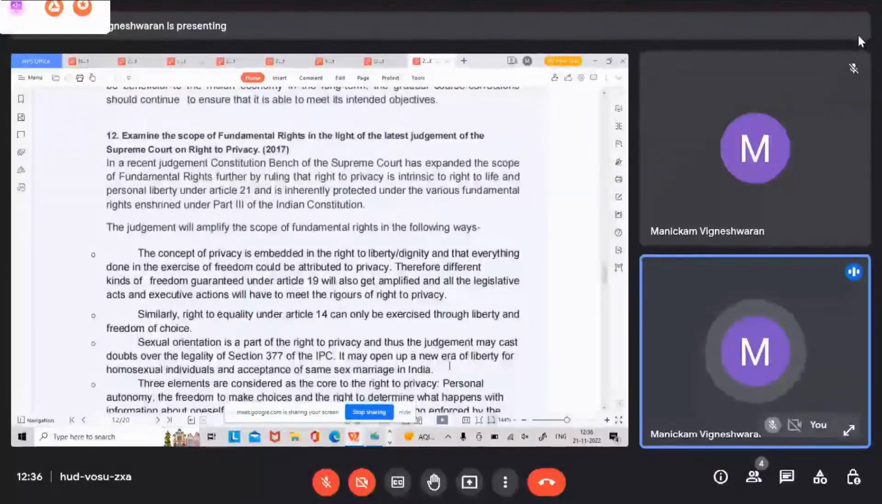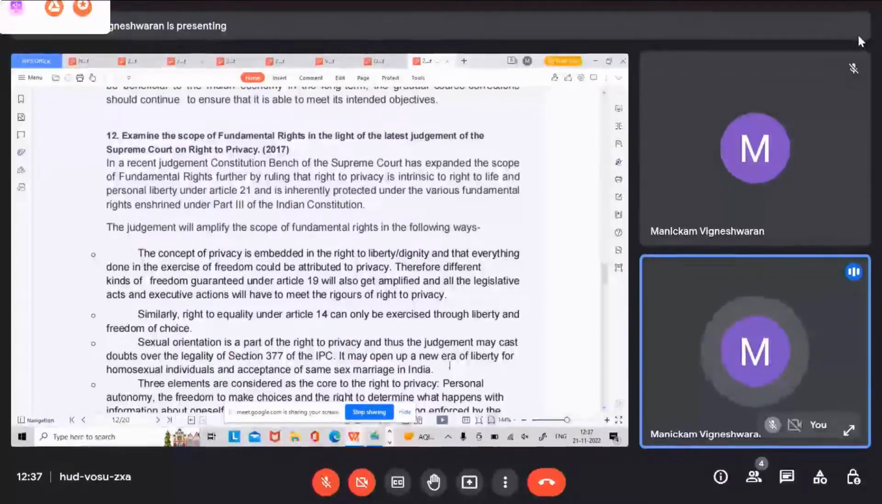Examine the scope of the fundamental rights in the light of the latest judgment of the Supreme Court on right to privacy, 2017. Recently, a judgment of the Constitution Bench of the Supreme Court has expanded the scope of the fundamental rights further by ruling that the right to privacy is intrinsic to the right to life and personal liberty under Article 21 and is inherently protected under the various fundamental rights enshrined in Part 3 of the Indian Constitution.